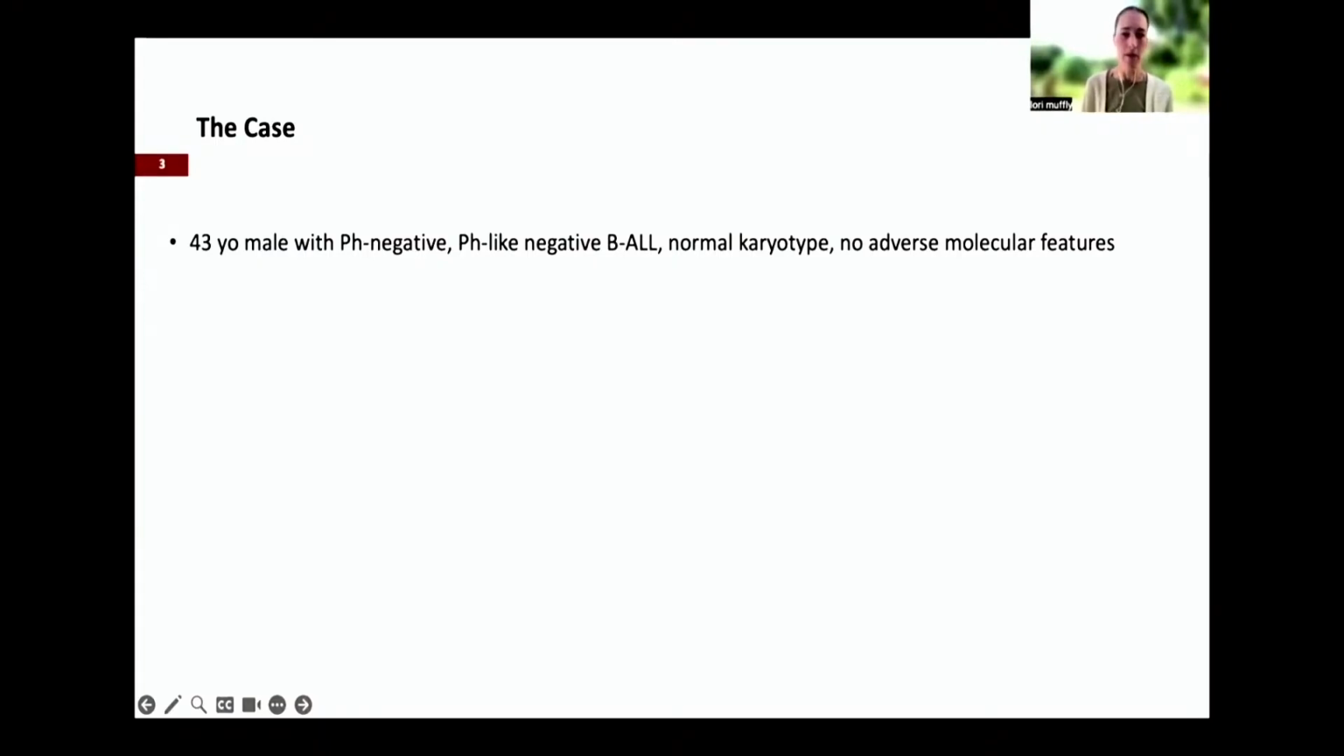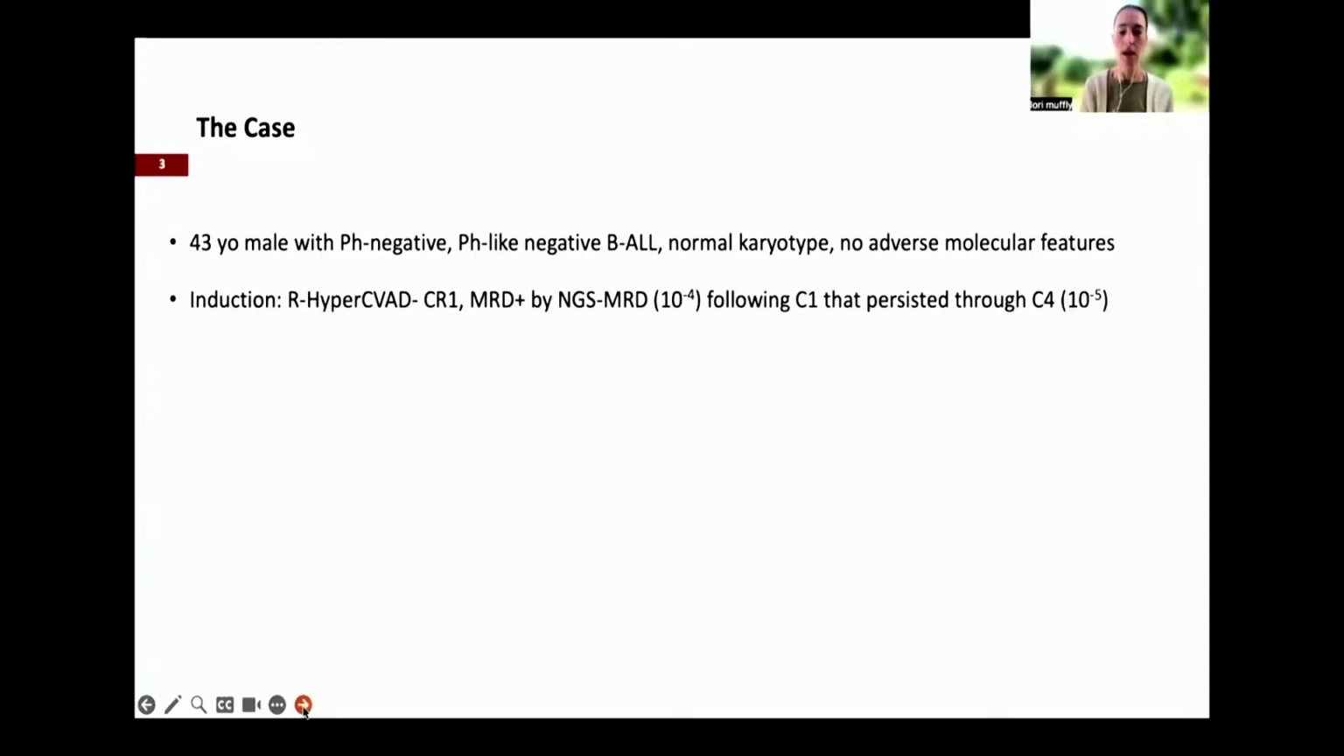This is a 43-year-old male with Philadelphia chromosome-like negative B-cell ALL with a normal karyotype and no adverse molecular features. The patient received induction therapy with rituximab plus hyper-CVAD. He achieved a first complete remission with MRD detectable by NGS MRD at 10 to the minus 4. The NGS MRD that we most commonly use in the United States is the clonoSEQ assay.